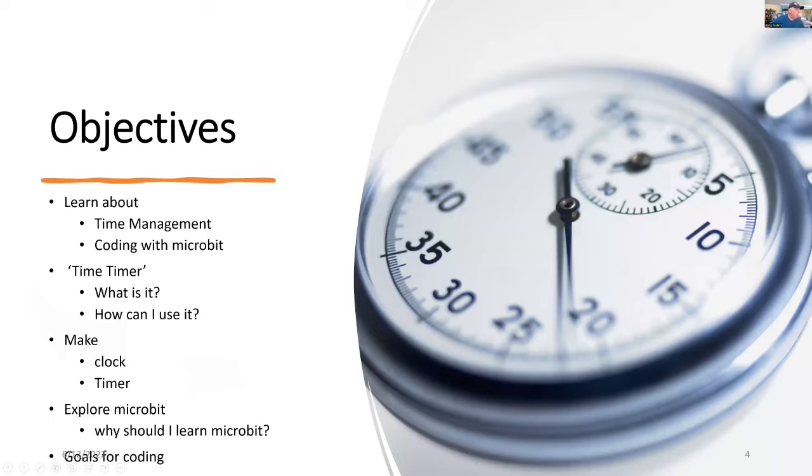So we're going to learn about time management and also coding with microbit, so we could make a clock and we could make a timer. And that timer is going to be based on the popular commercial Time Timer, and we'll discover what it is and how it's different from other timers and how you can use it. And we'll make our own clock and timer. And we'll explore the microbit and learn a bit about the microbit.